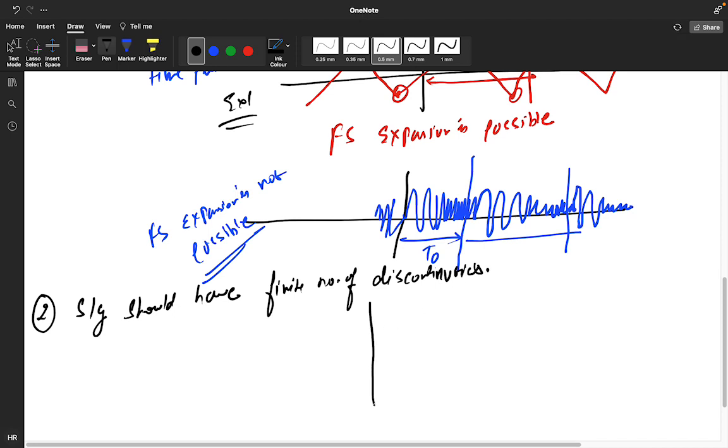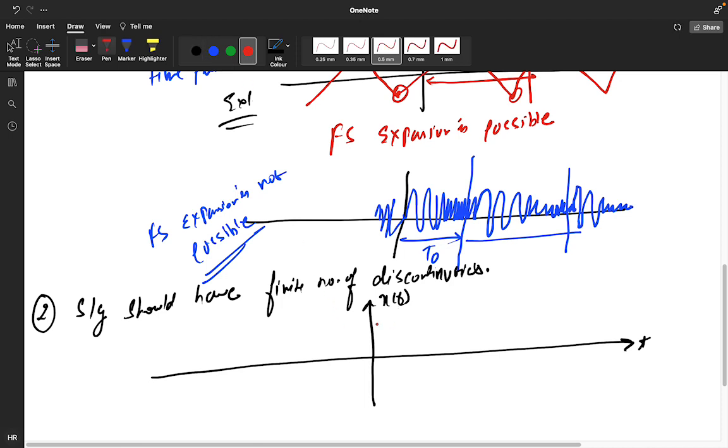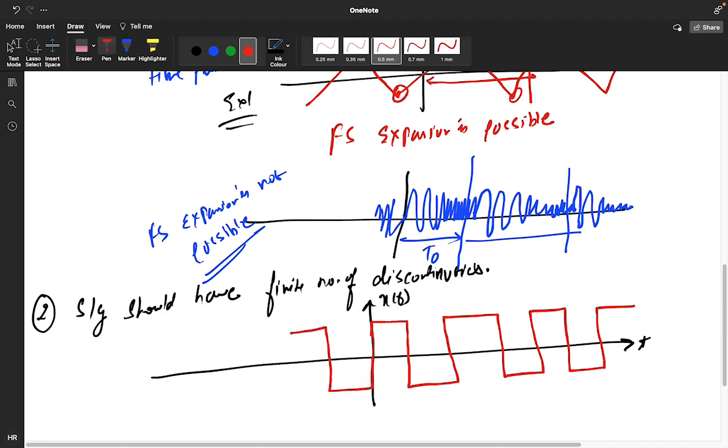So what is the meaning of a finite number of discontinuities? This is t, this is x of t. If I have a square pulse, it goes like this, like this. How many discontinuities does it have?